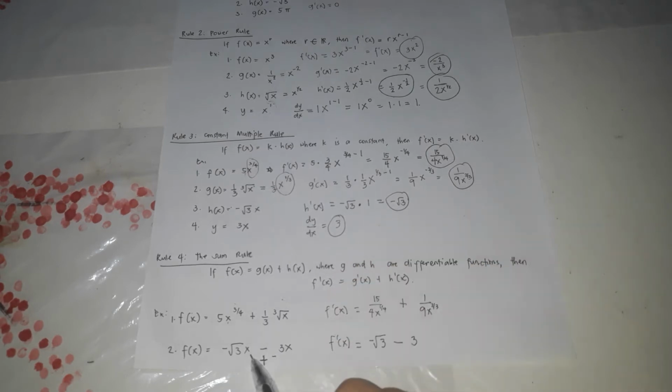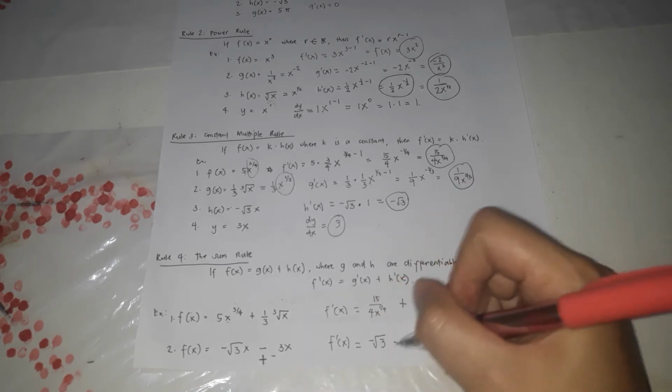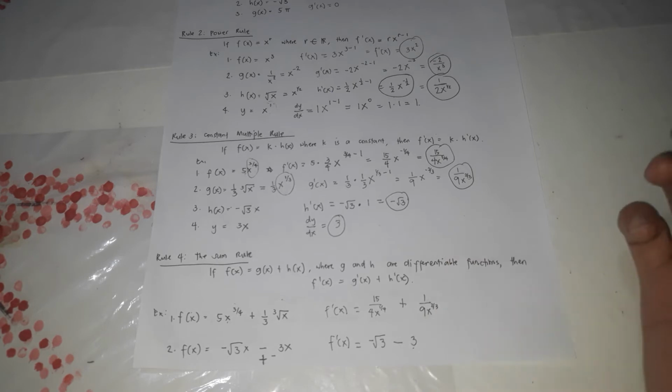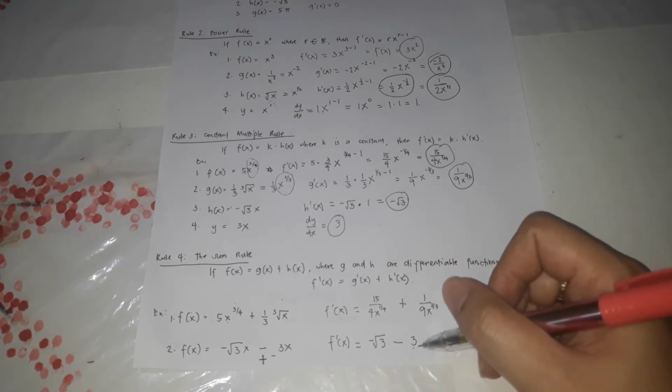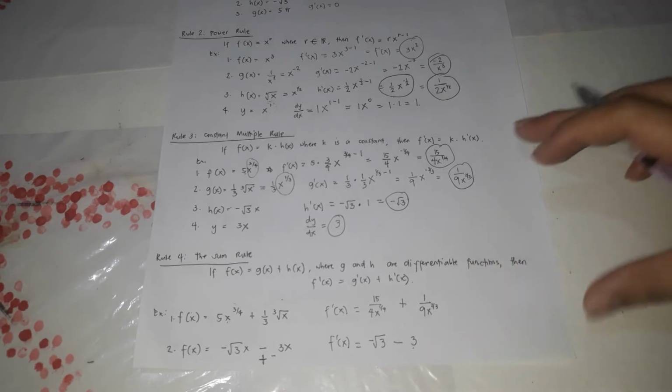Kasi kapag x lang, so it is equal to 1. So, kopyahin mo lang total kasi negative square root of 3 times 1 minus 3 times 1. So, can you subtract this one? No. If you have calculator, you could subtract this. But if you don't, so let it be. So let's proceed with rule number 5. Rule number 5 is the product rule.